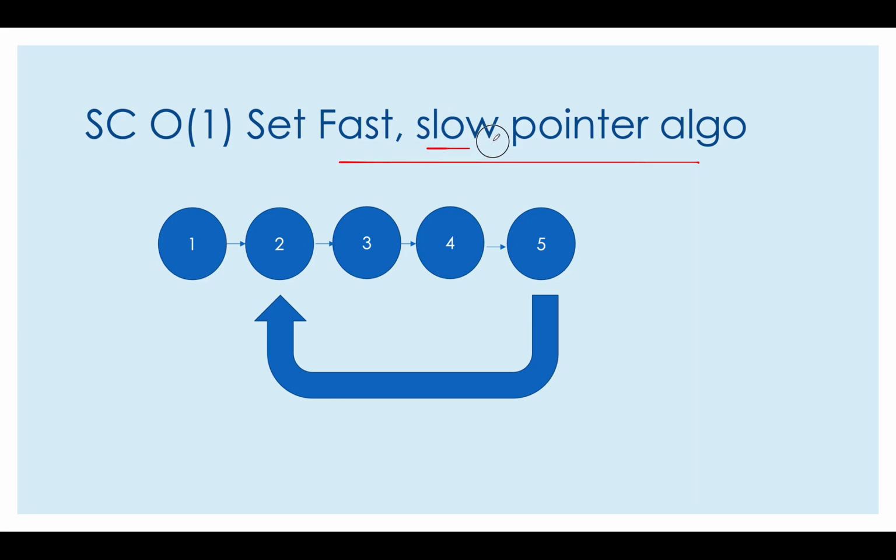As the name says, there is a slow pointer and there is a fast pointer. Slow pointer is incremented by a value of 1. It simply moves to the next node, whereas fast pointer moves by 2 units.